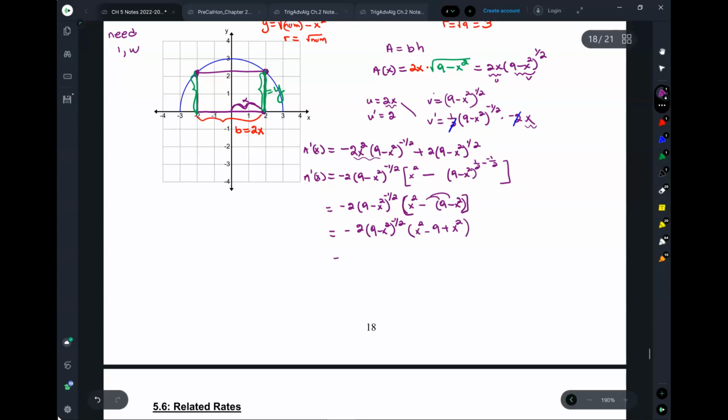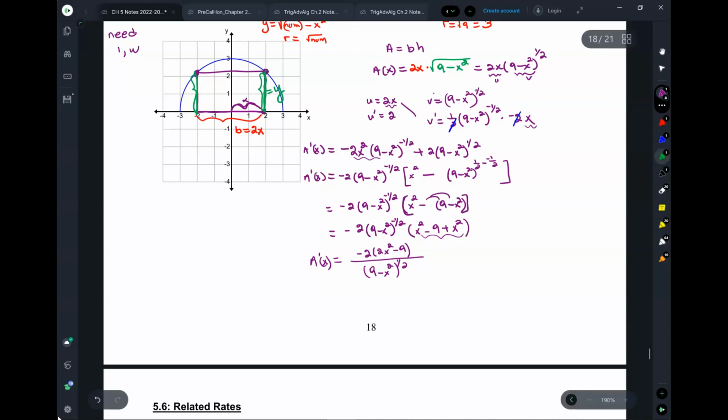Okay, so let's see what we have now. Negative 2 stays up here. 9 minus x squared to the half comes down. And then here, I have 2x squared minus 9. Whew. Okay, so that's f prime of x. Okay, so what are the critical points here?